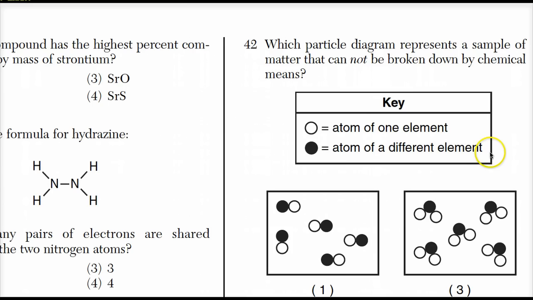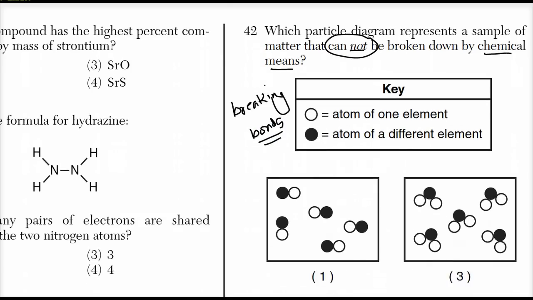42, which particle diagram represents a sample of matter that cannot be broken down by chemical means? It's important you read carefully, as I sometimes don't. It cannot be broken down by chemical means. Chemical means means breaking what? Breaking bonds. Okay, not just separating. So what cannot be broken down?